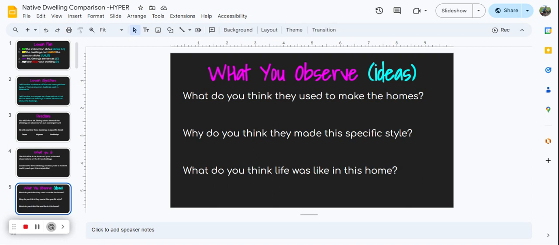What do you think they used to make the house? Why would they make that specific style? Why a teepee? Why a wigwam? Why an earth lodge? And then you can also tell me what life might have been like inside of them.